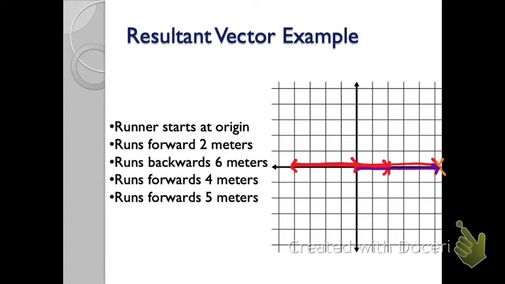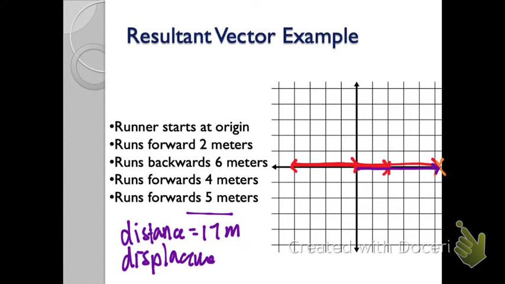What would be the total distance I covered here? If I asked you for the total distance I covered, what would you tell me? 17 meters. So my distance is 17. My displacement, however, is 5 meters east. Or forward in this case. We drew it on the east axis.